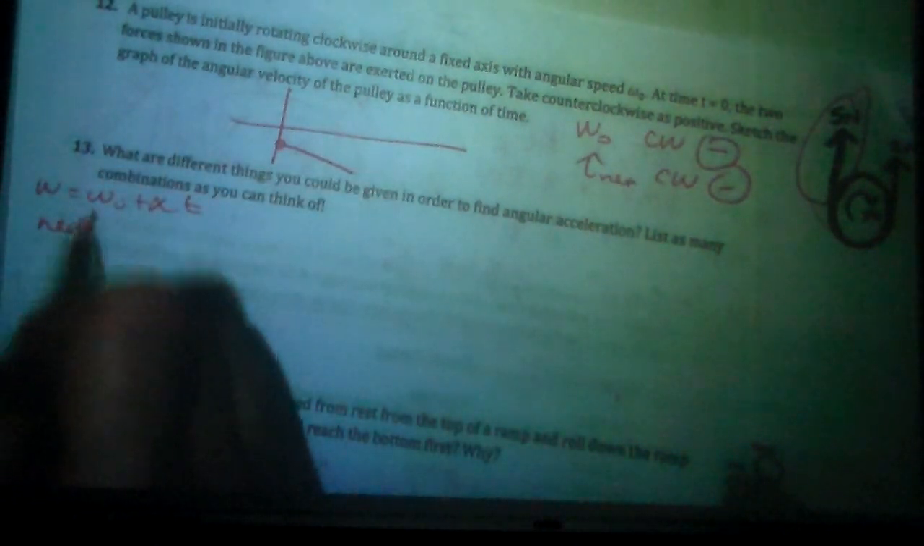So I looked at all the equations on my equation sheet that have alpha in it. So I've got this one right here. If I wanted that, I would need omega, omega naught, and time. I also have the change in theta is omega naught t plus 1/2 alpha t squared. So you would need change in theta, omega naught, t.